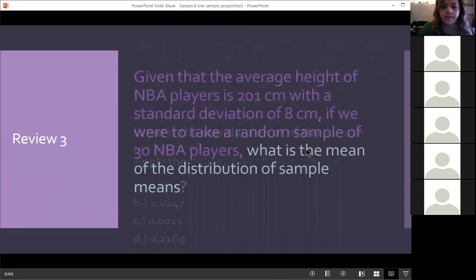Okay, let's do another one. Given that the average height of an NBA player is 201 centimeters with a standard deviation of 8 centimeters, if we were to take a random sample of 30 NBA players, what is the mean of the distribution of sample means? What do you guys think this is? Go ahead and try this one out.